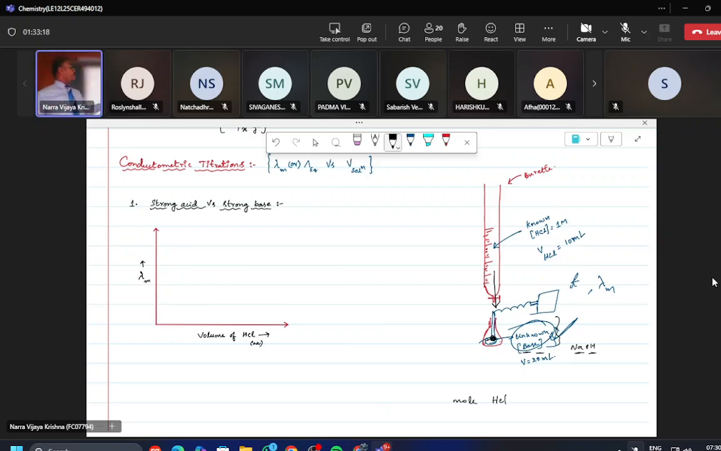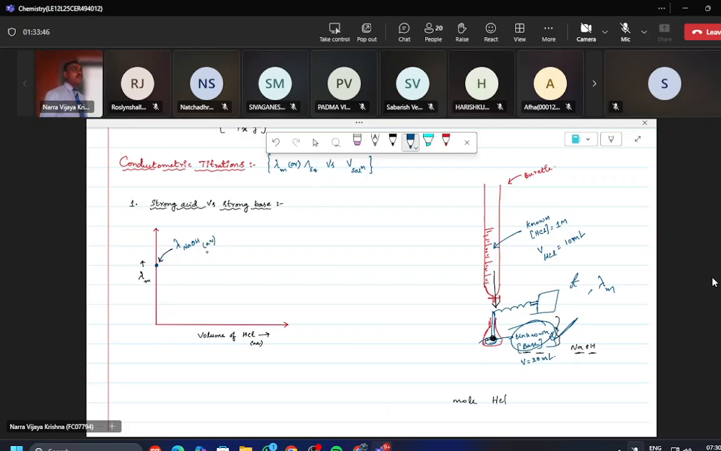Initially, what is the solution present inside the beaker? So initial conductance is because of Na+ and OH- ions. So initially assume this is the conductance. This conductance is because of Na+ and OH-. So that is the conductance of NaOH.